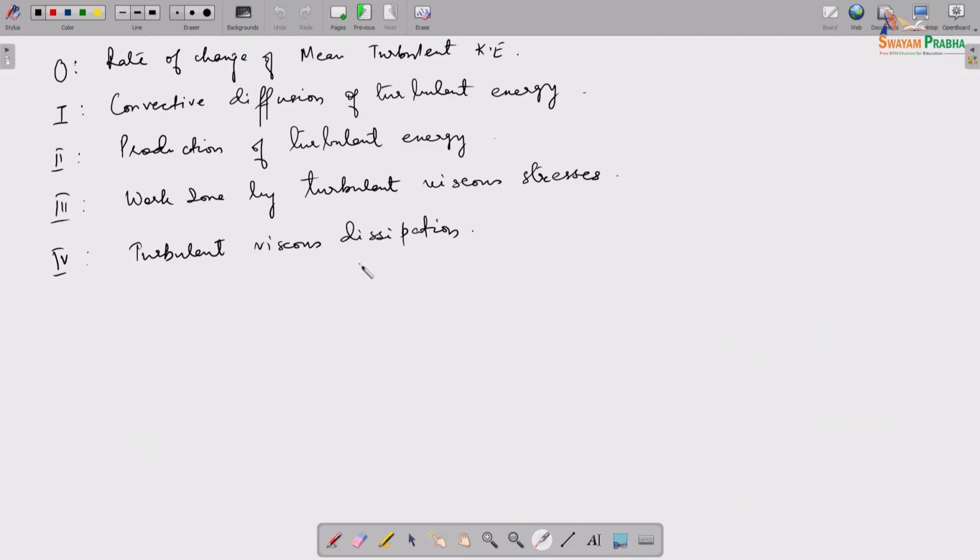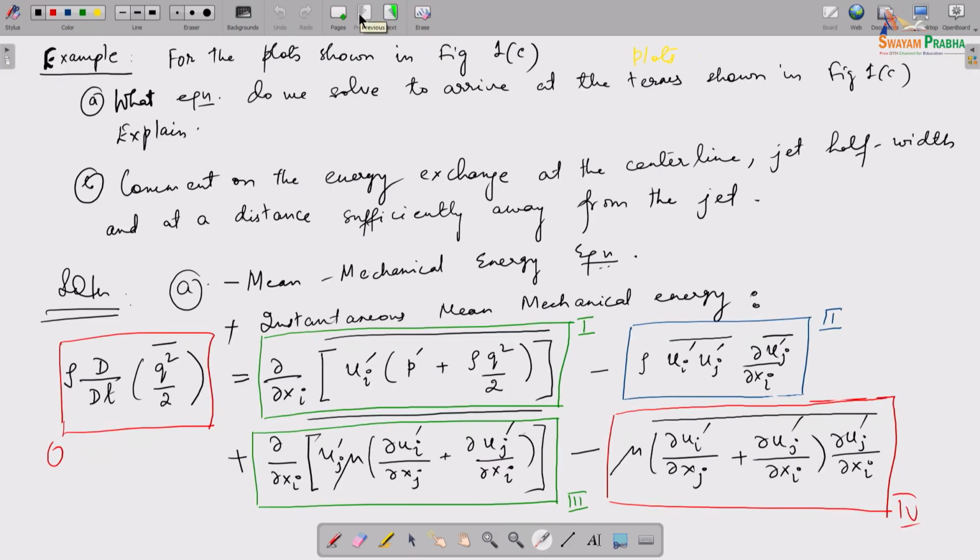So that's the first question. Now, let us look at the plot in detail and see what we're looking at. So comment on the energy exchange at the center line, at the jet half width, and at a distance sufficiently far away from the jet.